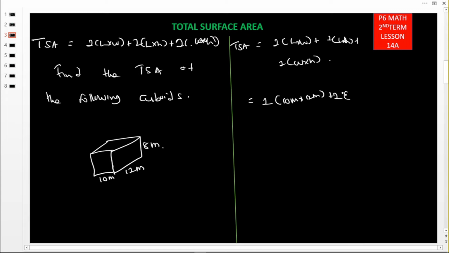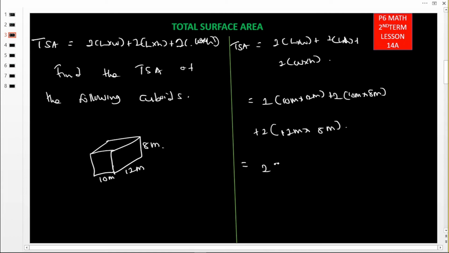Then plus 2 into our length times height. What is the length here? It is 10 meters. Then what is the height? The height is 8 meters. Then plus 2 into width times height. What is the width? The width is 12 meters. Then what is the height? The height is 8 meters. So let us now operate this.